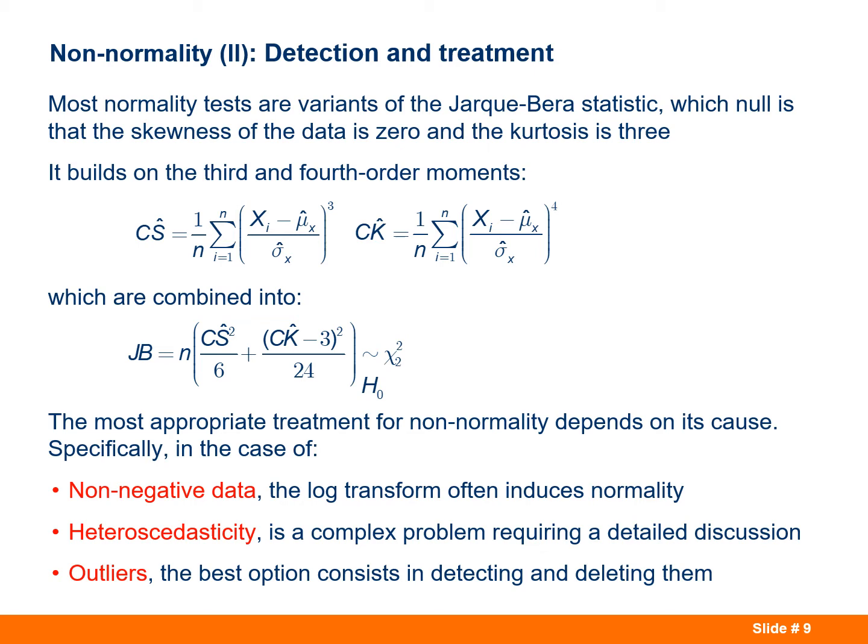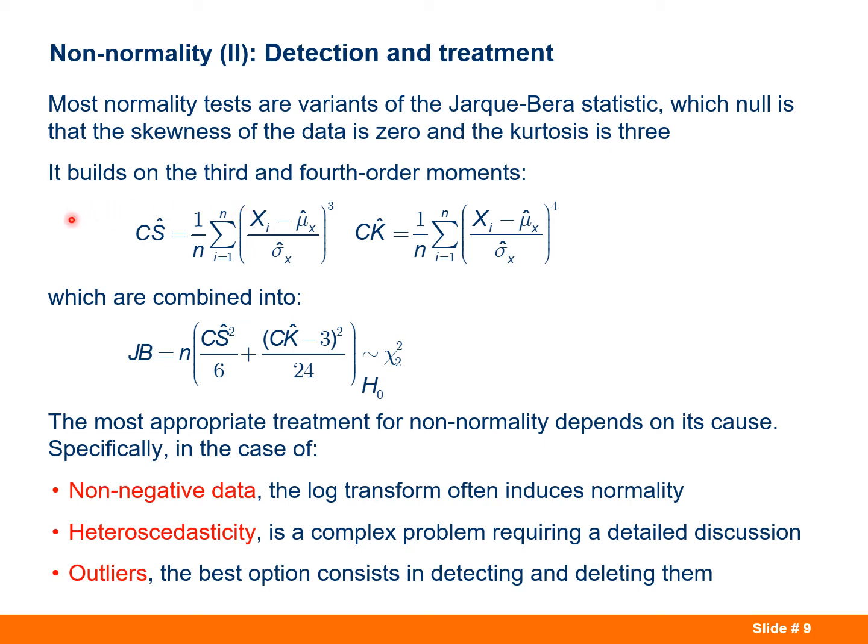Most normality tests are variants of the Jarque-Bera statistic, whose null is that the skewness of the data is 0 and the kurtosis or pointedness is 3. These are the 2 defining values of the normal distribution. It builds on the corresponding sample moments. This is the coefficient of symmetry, and this is the coefficient of kurtosis. These are the 3rd and 4th order moments for the centered values of the variable. In this case, we are denoting the variable as x.